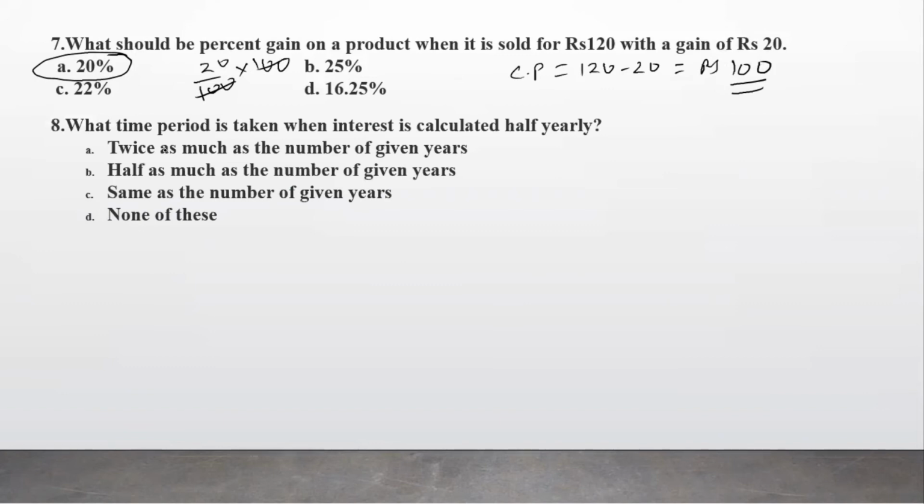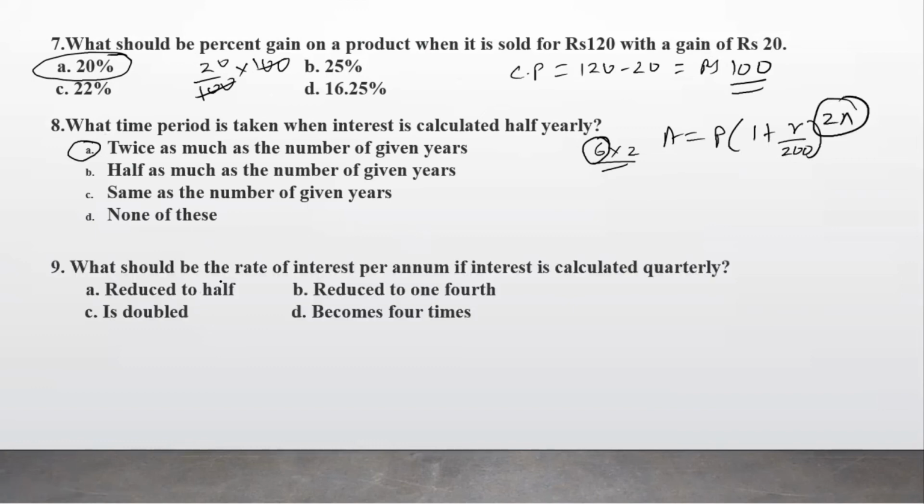Next question. What time period is taken when the interest is calculated half yearly? Now, when it is half yearly, it is 6 months, so there will be two 6-month periods. So remember that it is twice as much as the number of years. This is the correct option. Remember the formula, we use A is equal to P in bracket 1 plus R upon 200 raised to 2n. The number of years is multiplied by 2.